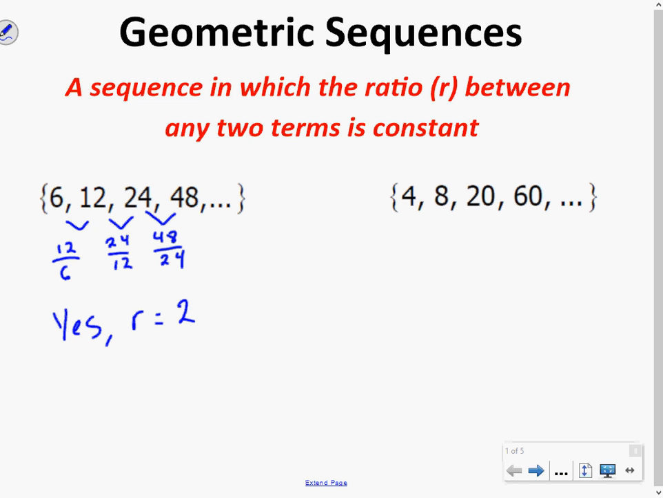Now for the second one here, you can see 8 divided by 4, that would give us a ratio of 2, but 20 divided by 8 is not going to be 2. It's going to be something different. So we can just stop there and say, no, this is not going to be geometric. There is not a constant ratio between our terms.